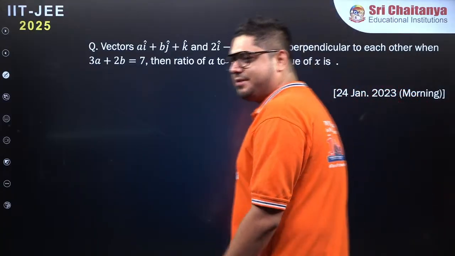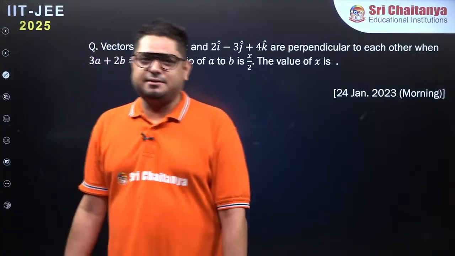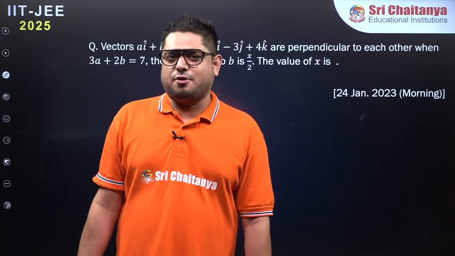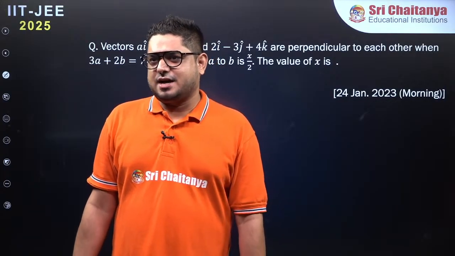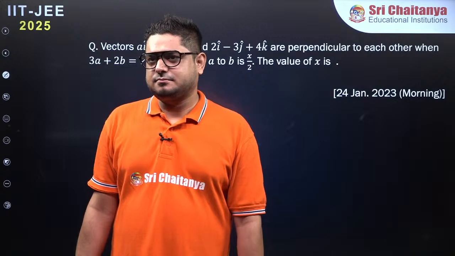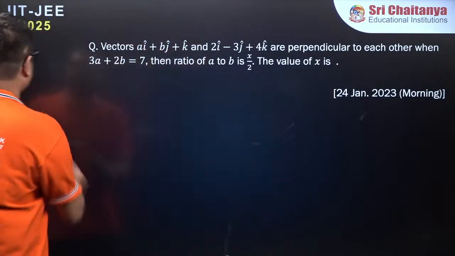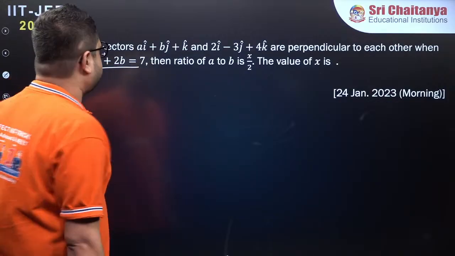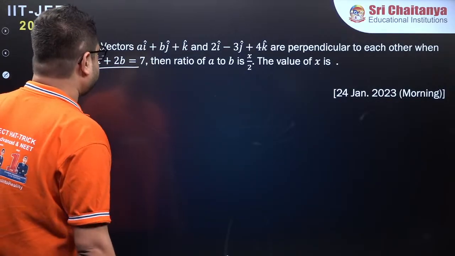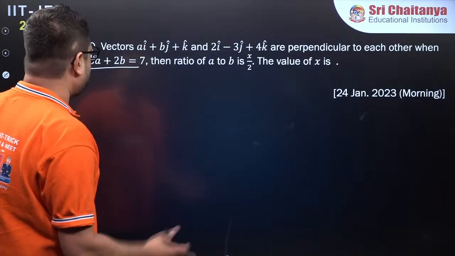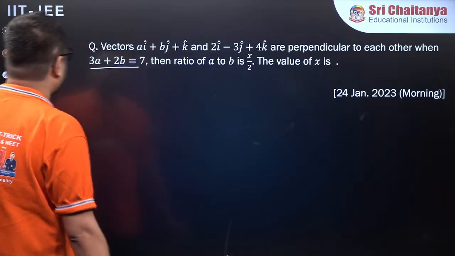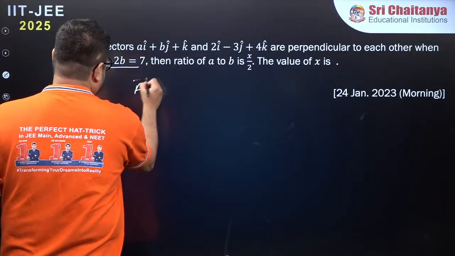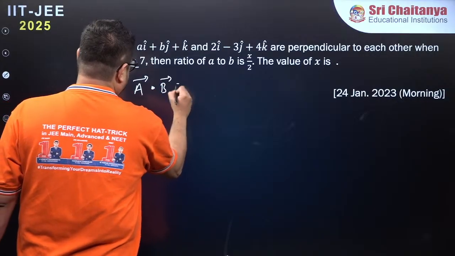So what we have to do, everyone? They are perpendicular to each one of them. Means, can I find out if I try to perform the cross product? Are we going to be getting something? Because they are already giving us a relation, that is 3a plus 2b is equal to 7, and we have to find out the ratio of a by b. So what needs to be done, everyone? If they are already perpendicular, let's say if I try to perform the dot product between them, you know that a dot b is equivalent to ab cos theta, isn't it?